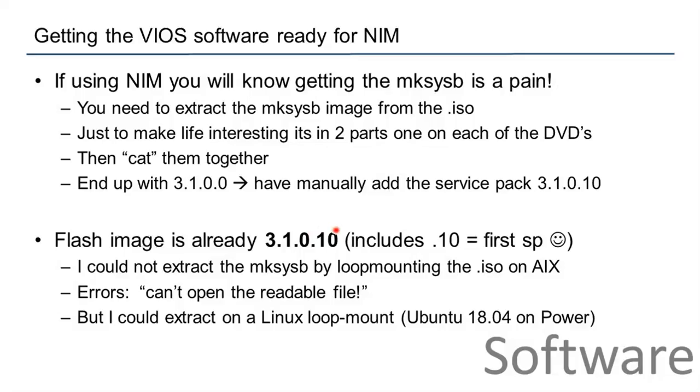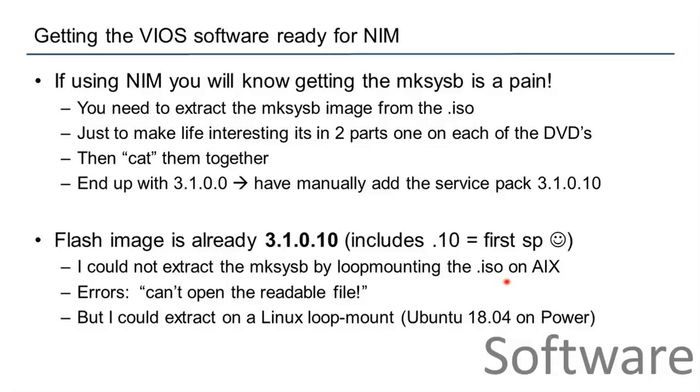Now, when I did that, typically you'd use a loop mount on AIX to open the ISO package that's the DVD. And I found I couldn't actually read the mksysb out of it. I got a can't open readable file error, which completely threw me. This may be a temporary thing, or maybe I was doing something wrong. I don't know. So I've got Ubuntu 14 on Power. I moved it over there and did a loop mount. That worked fine.